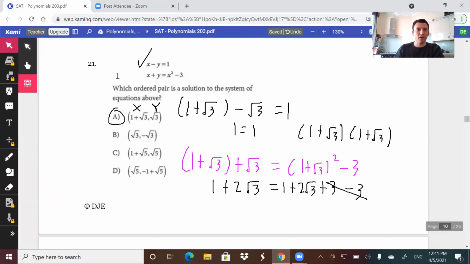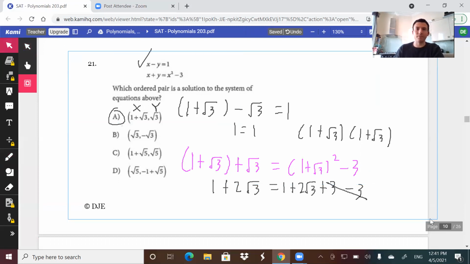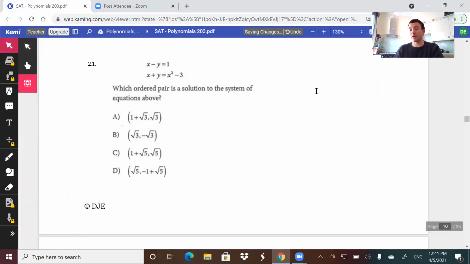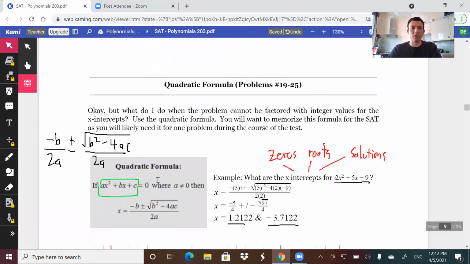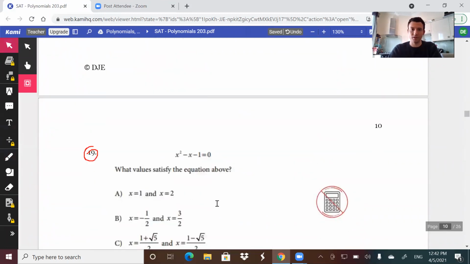So anyway, that's the quadratic formula. It gets you your x-intercepts. And then also another way to kind of get around the quadratic formula on that problem. But you do want to have the quadratic formula memorized. And you want to know that if you're going to use it, you have to have your quadratic equation set up in standard form, ax squared plus bx plus c.